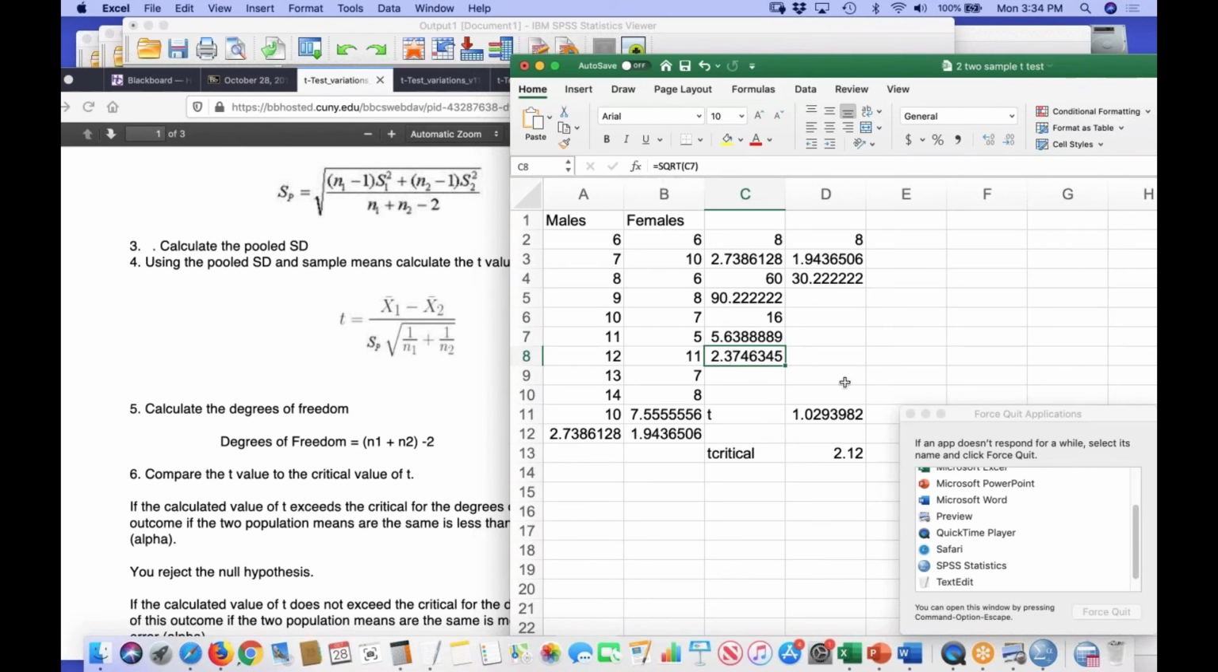But the bottom of this should be equal to our pooled standard deviation times the square root of, I'm going to put an asterisk in there, times the square root of 1/9 plus 1/9. Forgot that. And let me close parentheses. Okay, and hit enter, and it's 1.19.